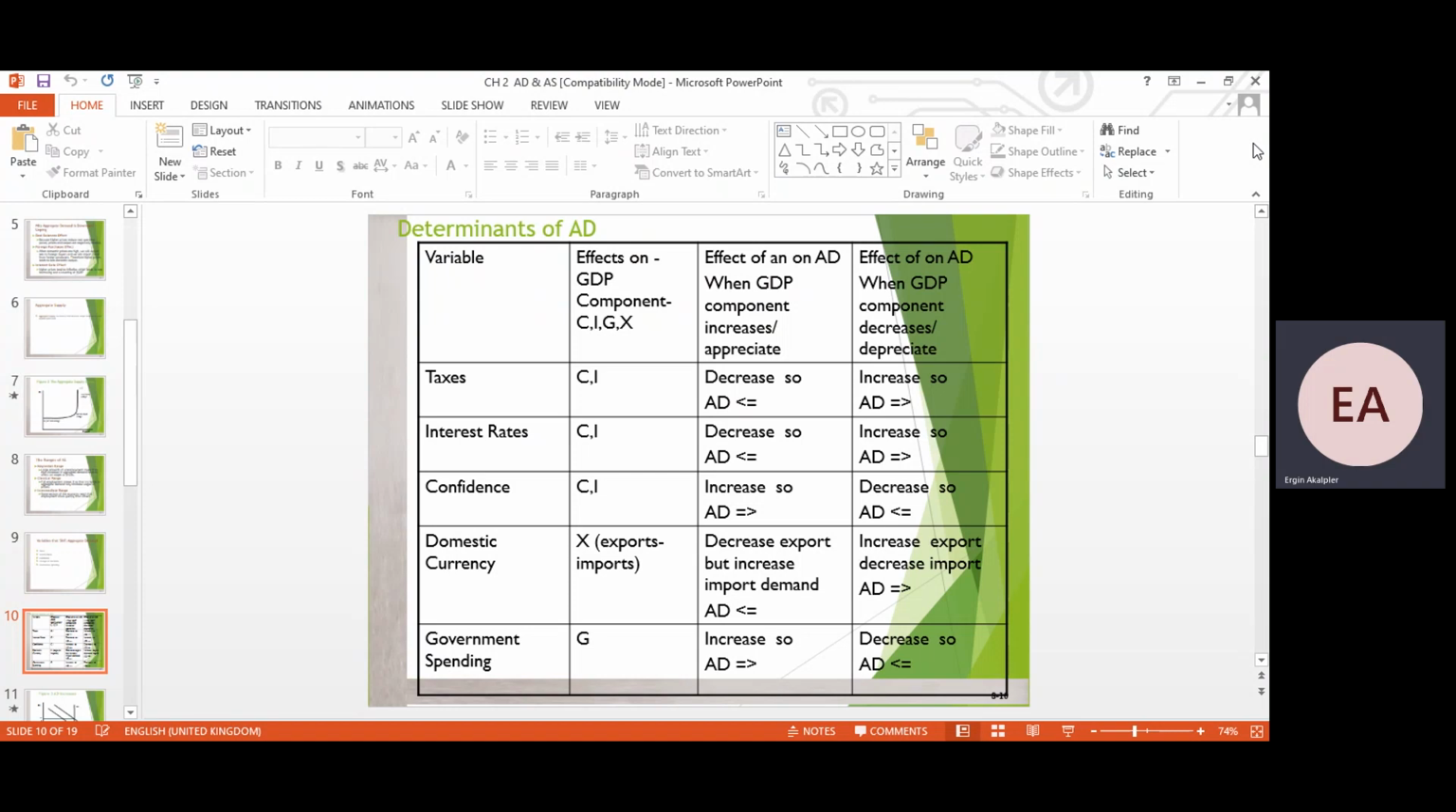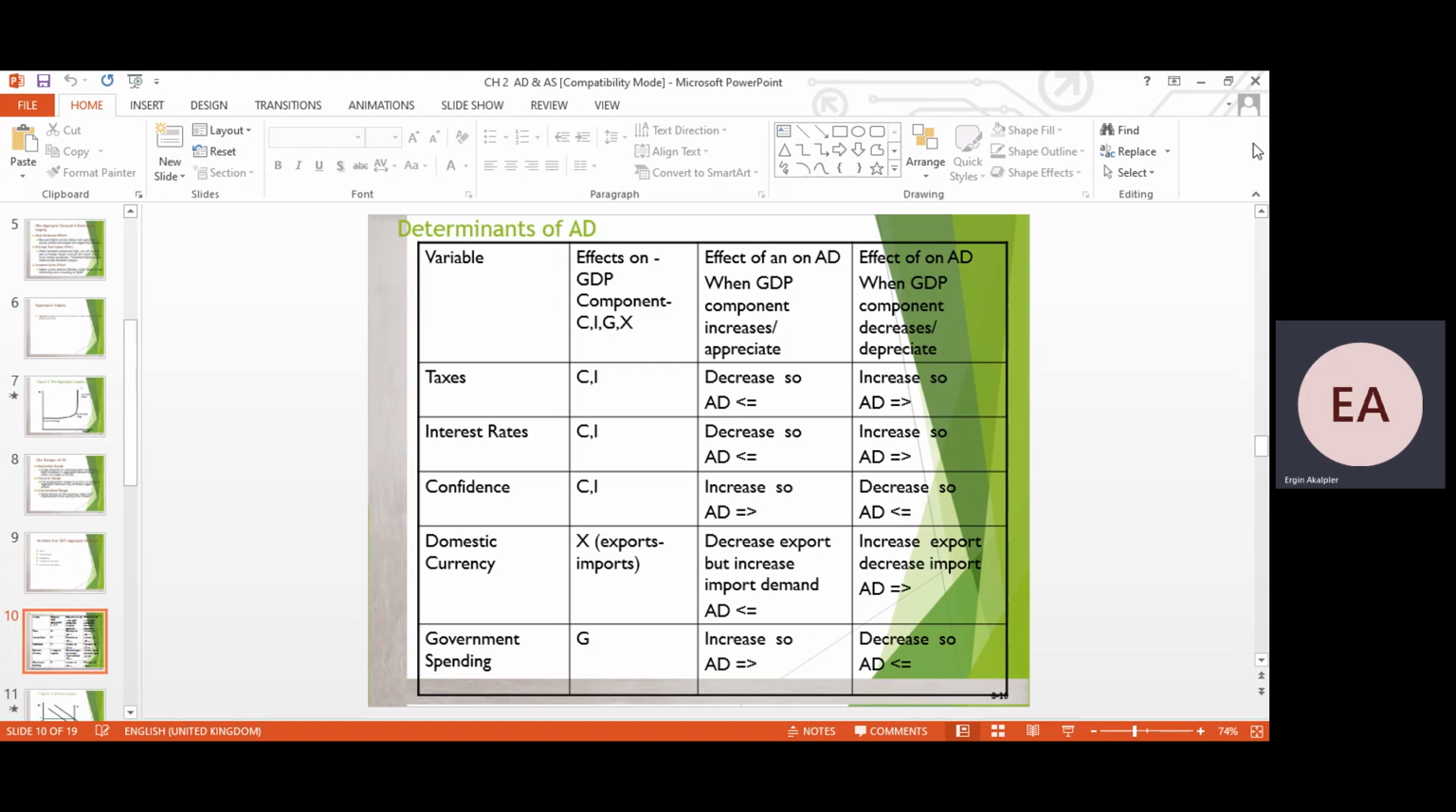The confidence, as I mentioned to you, is the so-called trend in the future, what will happen to the economy. The consumption and investment are supposed to be the components of the GDP. And here, as I said to you, when the GDP components increase, it causes some increase on the aggregate demand, and when the GDP components decrease, a decrease on the aggregate demand is expected.